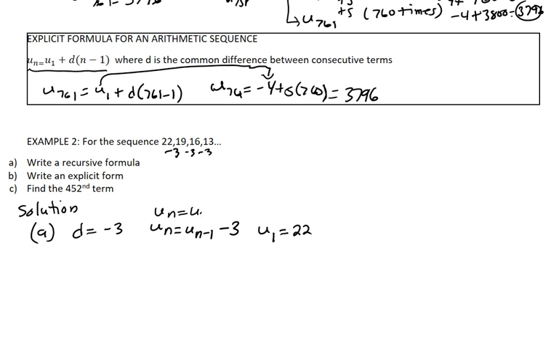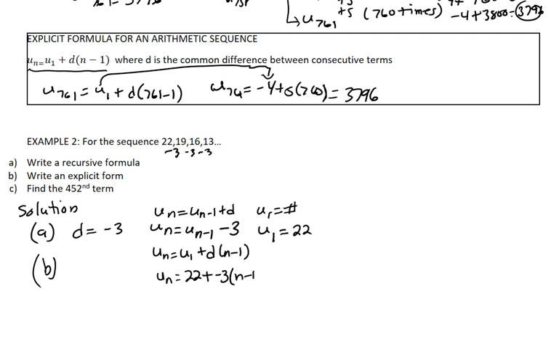Okay, now for b, d is the same, but our explicit formula is U sub n equals U sub 1 plus d times n minus 1. Well, U sub 1 is 22 plus negative 3 times n minus 1. So there is our recursive, right? And here is our explicit.